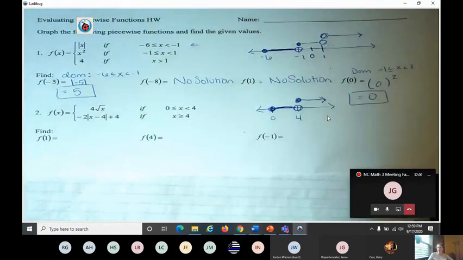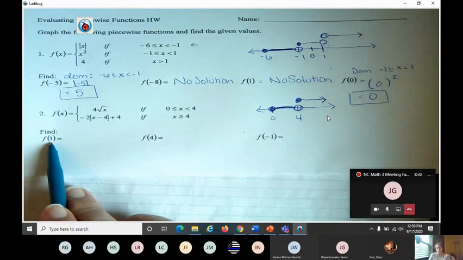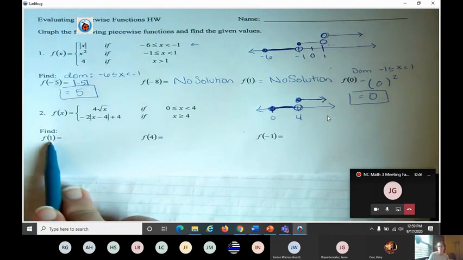Okay, so we need to figure out which one of those 1 belongs to. So Jamarian, can you tell me which one of them 1 is in?